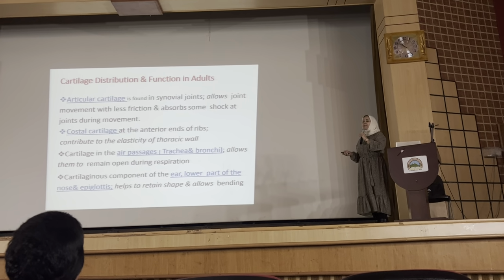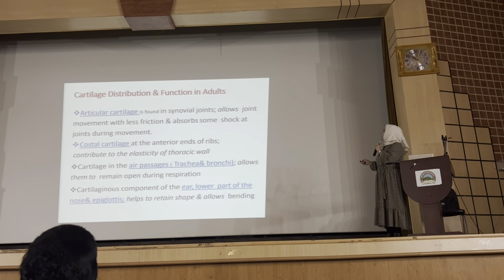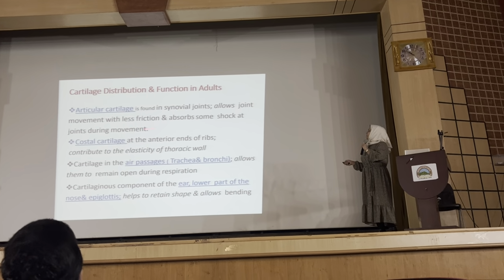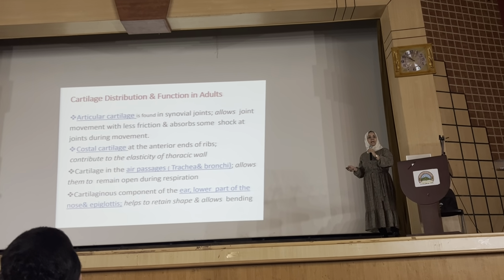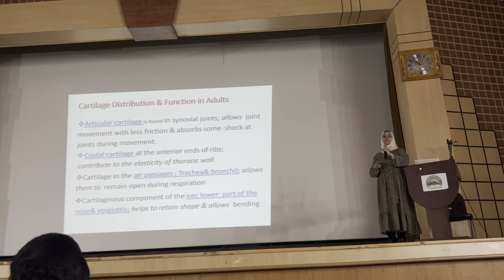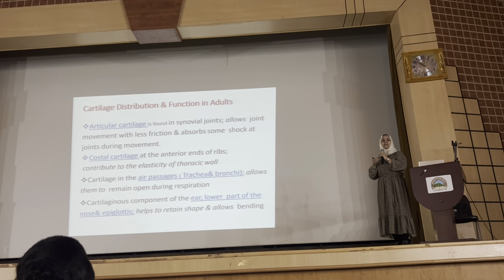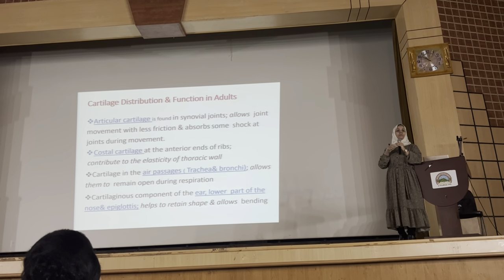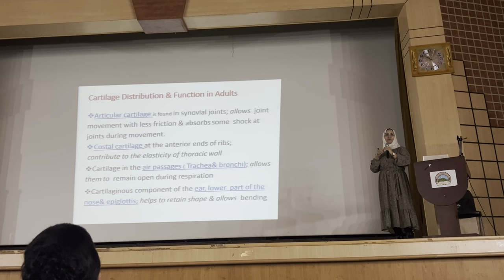Vestibular synovial joints have articular cartilage here. This articular cartilage allows movement and provides a less friction environment to the ends of the bones which are formed at joints.